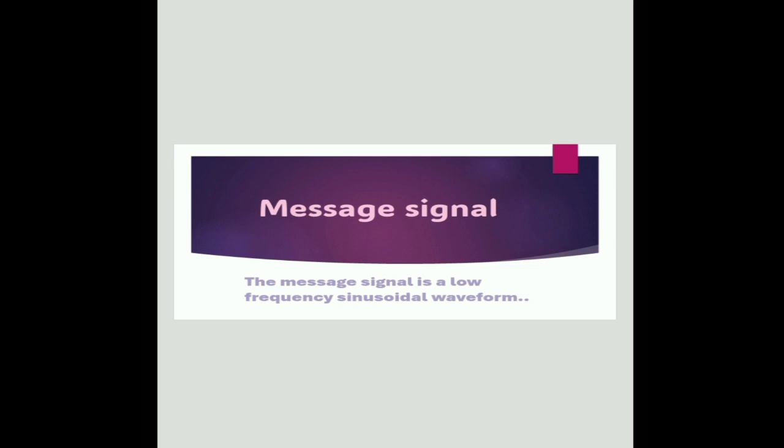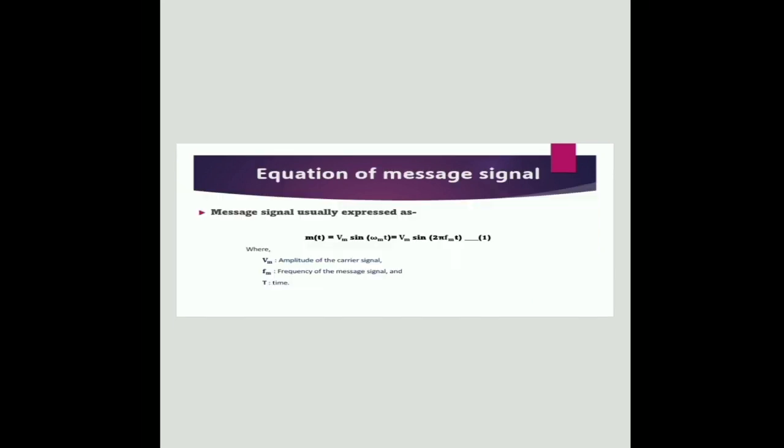The message signal is a low frequency sinusoidal waveform. Equation of message signal: the message signal is usually expressed as m(t) = Vm sin ωmt = Vm sin 2πfmt, where Vm is the amplitude of the message signal, fm is the frequency of the message signal, and t is time.